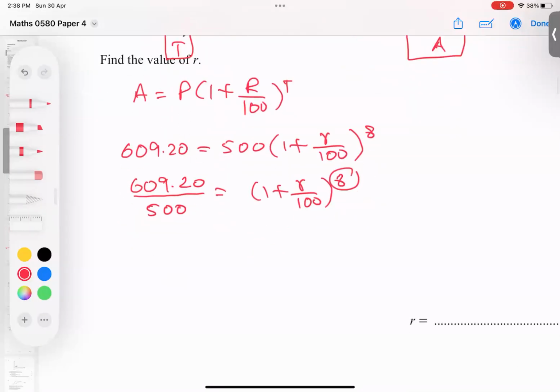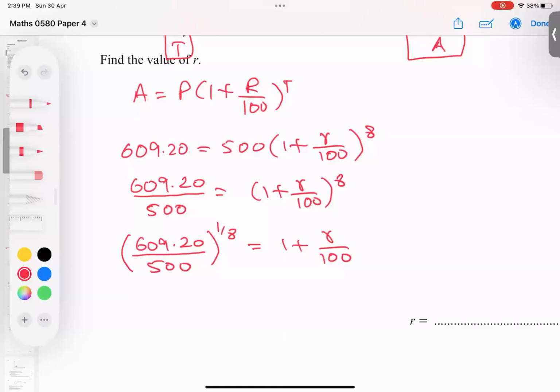Job number two, this power will go there and become the 8th root. The 8th root becomes 1 by 8. I hope there is no big issue. And I have 1 plus R by 100. And after that, I think I can type it in the calculator.